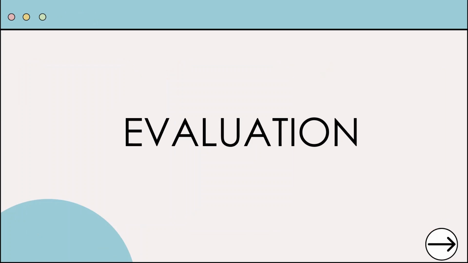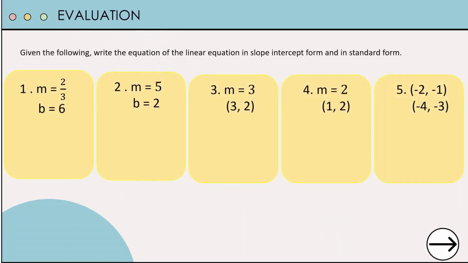Now, let's wrap up this session through an evaluation. Ready your pen and paper, and let's solve together. Given the following, write the equation of the linear equation in slope-intercept form and in standard form. I will give you 10 seconds to answer each question. If it's not enough, you are free to pause this video and solve it at your own pace before you reveal the answer. Are you ready? Let us start off with number 1.